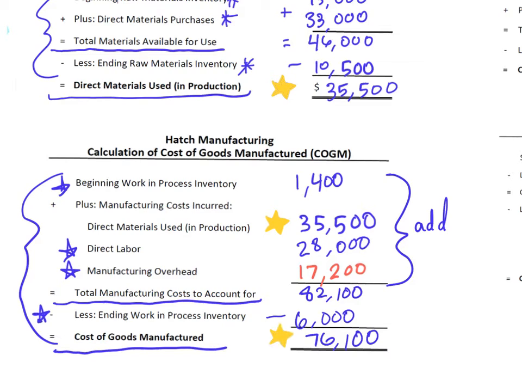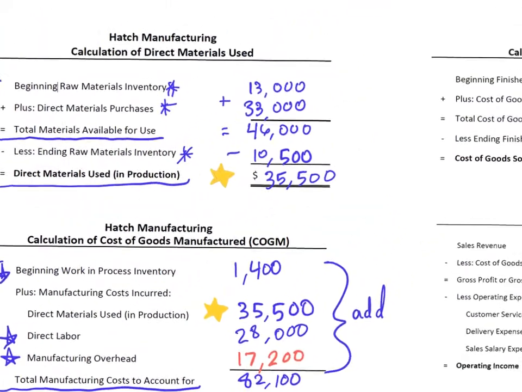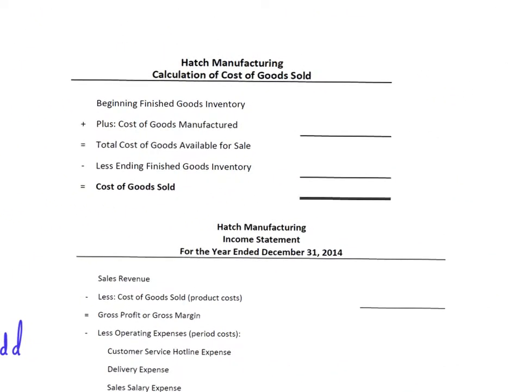next to it. But I'll change the color of the star so it doesn't get mixed up with the first one. So we're done with our cost of goods manufactured schedule. Now we can move to our cost of goods sold schedule. So on this schedule, we're going to take the cost of goods manufactured figure right from the schedule we just completed.